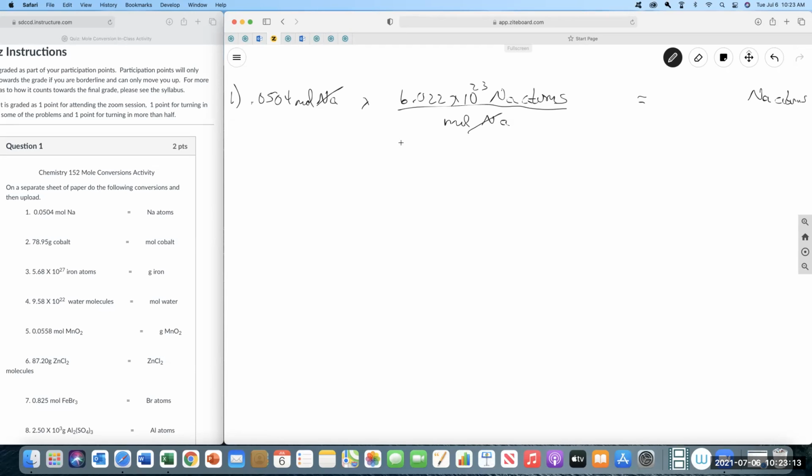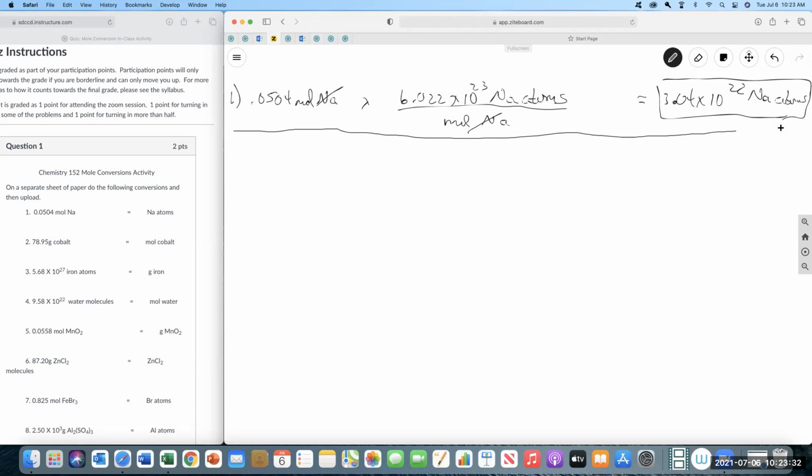All right, so don't forget about sig figs. This number has 3, so I get 3.04 times 10 to the 22nd. This is where calculators will start becoming an issue if you're doing things wrong. So make sure you can get the same answers as me. That's number one.